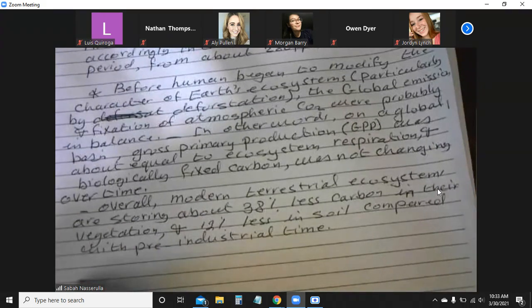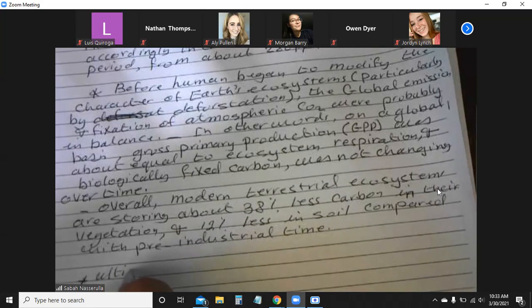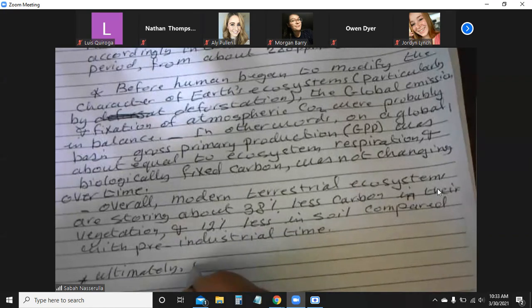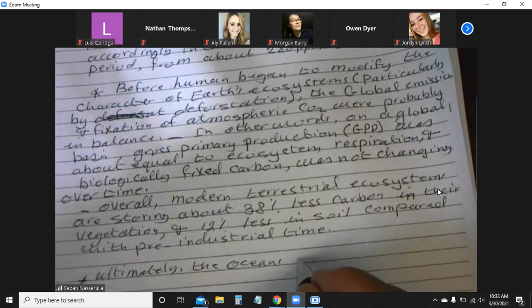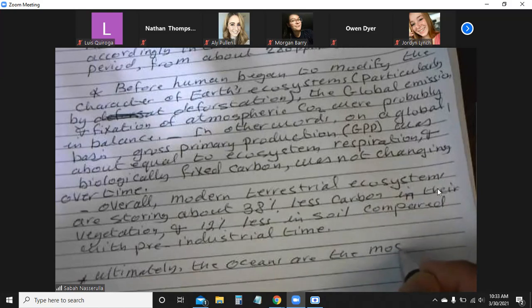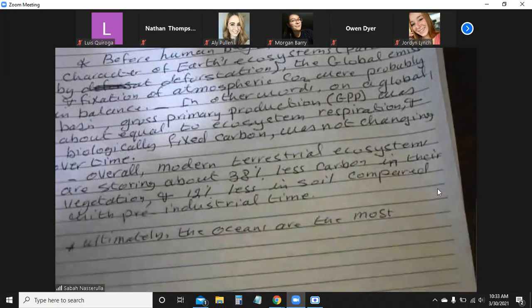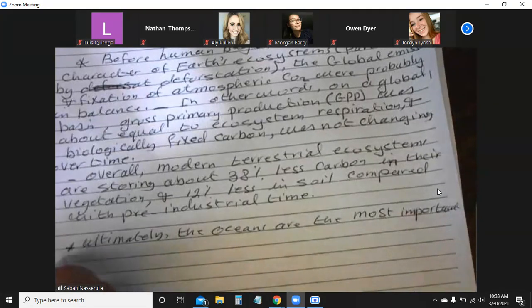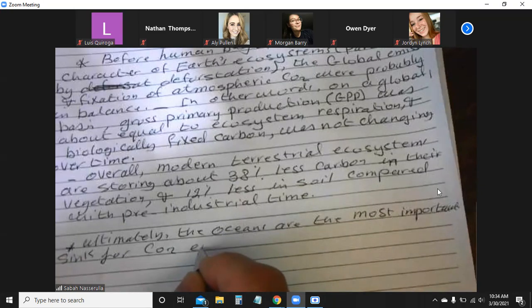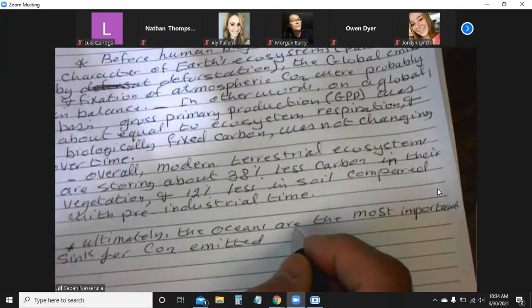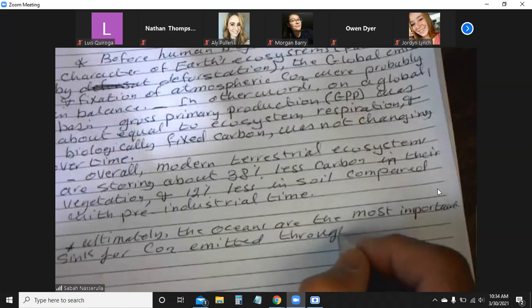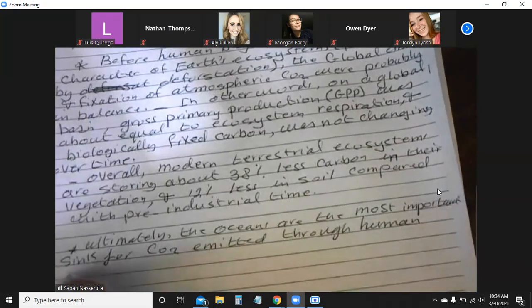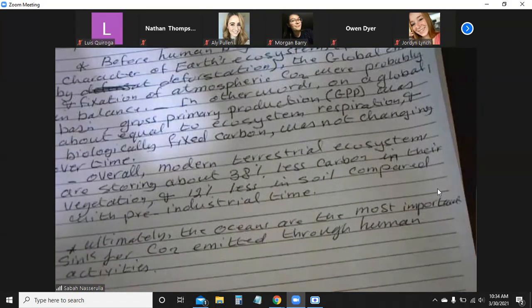Okay, so to make this point here: ultimately, the oceans are the most important sink for the carbon dioxide emitted through human activities.